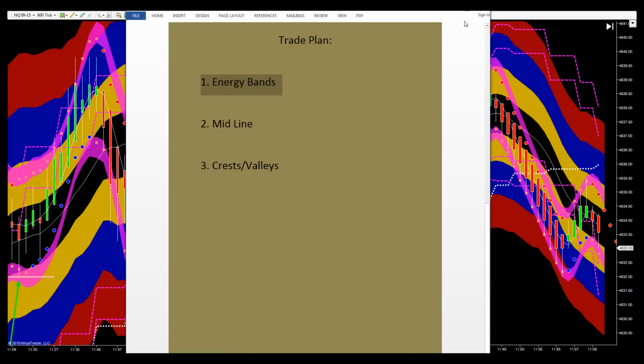Today we're going to approach the markets like we did yesterday. We're going to take a very simple approach because the trader that is new to Drummond Energy Bands does not have all of the insights of being with the software for a very long period of time. They just received it. So we're going to look at a couple of options for today's trade plan, and we're not going to look at the energy bands like we did yesterday. We're going to add the crests and valleys, and also we're going to look at the midline. So let's discuss what the midline and crests and valleys look like now.